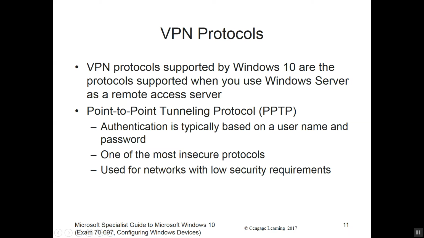Now, VPN protocols supported by Windows 10 are the protocols supported when you use Windows Server as a remote access server. So we've got PPTP, point-to-point tunneling protocol. That authentication is typically based on a username and password, one of the most insecure protocols that we deal with. It's used for networks with low security requirements.